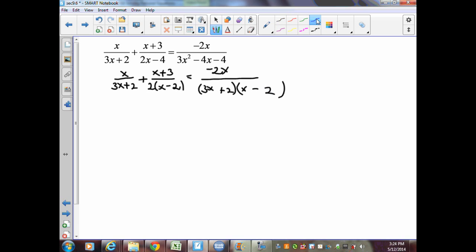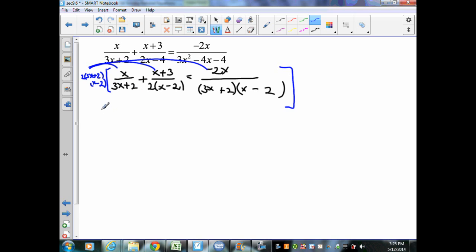From here, I can find my common denominator, which will be 2 times 3x plus 2 times x minus 2. Then I can distribute through each term on each side. 2 times the quantity of 3x plus 2 times the quantity of x minus 2. On my first one, the 3x plus 2 will cancel. That'll leave me with 2x. 2 times x is 2x times x minus 2.